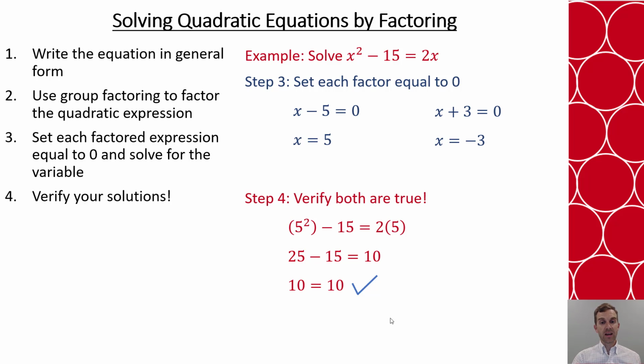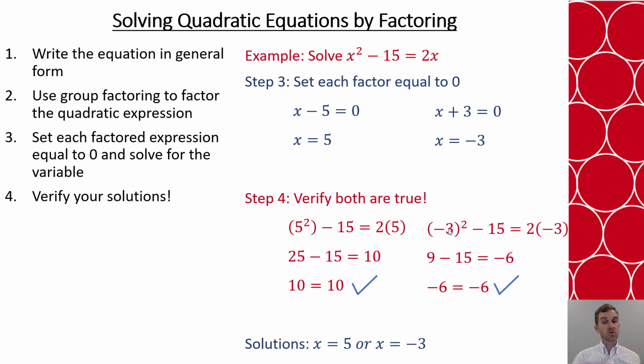Now let's do that with a negative 3. I have negative 3 squared minus 15 equals 2 times negative 3. Remember that that is negative 3 times negative 3, which is positive 9. 9 minus 15 is negative 6. So again, this solution works. Then that verifies for me that the two solutions are x equals 5 or x equals negative 3.